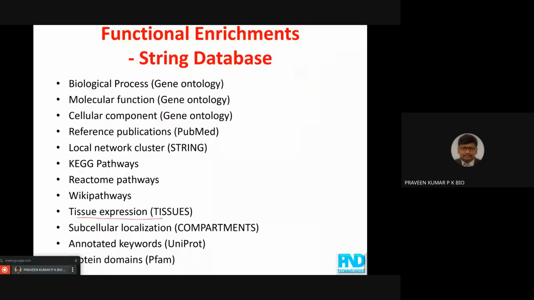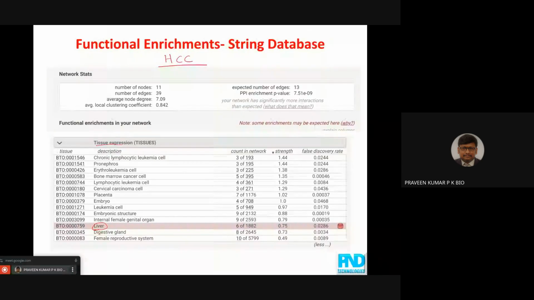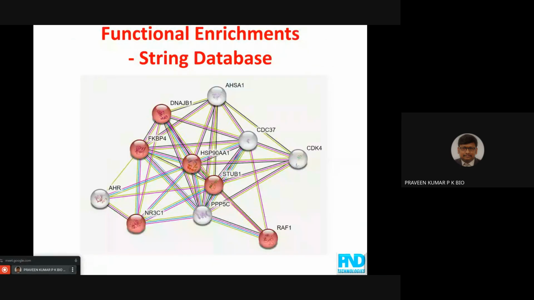You can take a pathway, a pathway related to hepatocellular carcinoma. Like this, I can do this kind of enrichment. When I selected the liver, I can see for my target what the important proteins connected to the liver are.